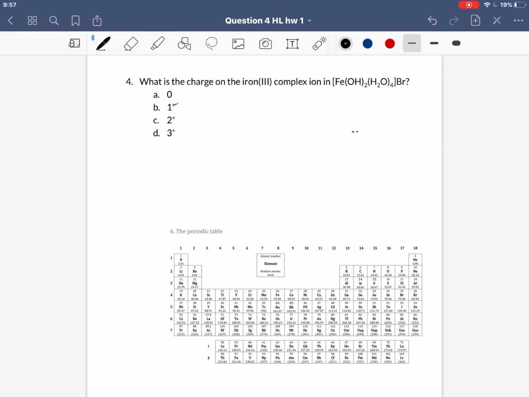All right, the purpose of this quick video is to help you with question number 4. What is the charge on the iron 3 complex ion in Fe(OH)2(H2O)4 Br? So there's a few things going on in this problem. One is this idea of what a complex ion is.